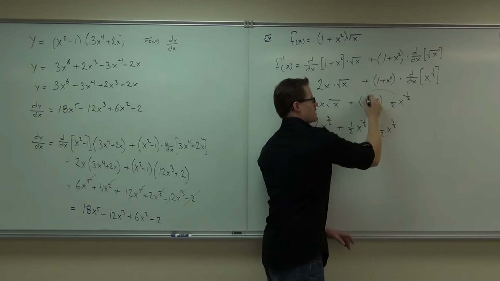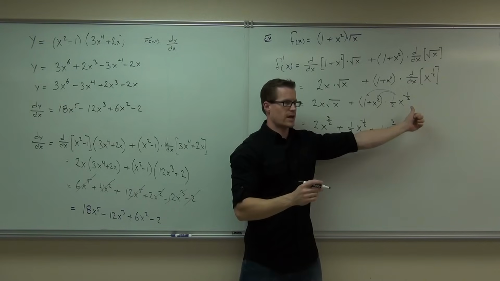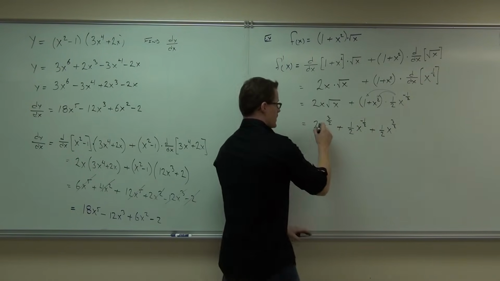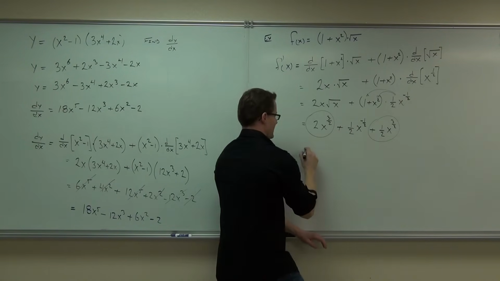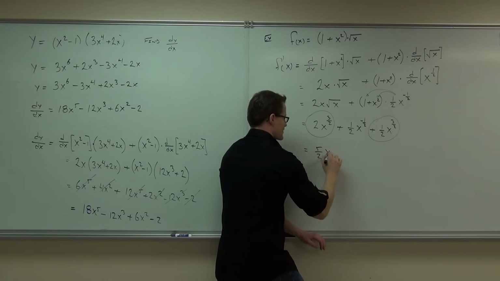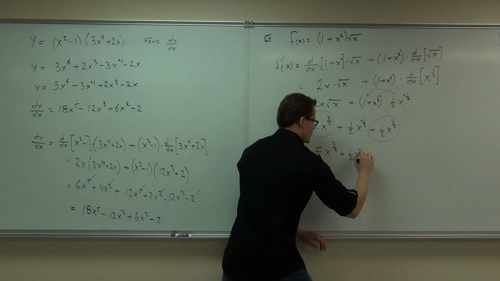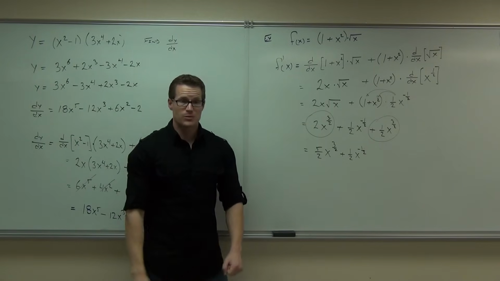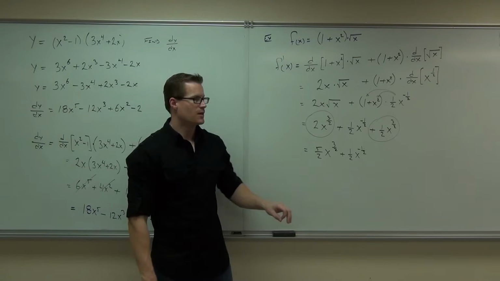So I've just distributed. 1/2 x to the negative 1/2, and then 1/2, the x squared and the x to the negative 1/2 gives you x to the 3/2. You all right with that? Then sure, you could combine these as well. You'd end up with 5/2 x to the 3/2 plus 1/2 x to the negative 1/2. If you wanted to leave it in terms of exponents, that's probably what you would end up with, just like that. And that's an acceptable way.